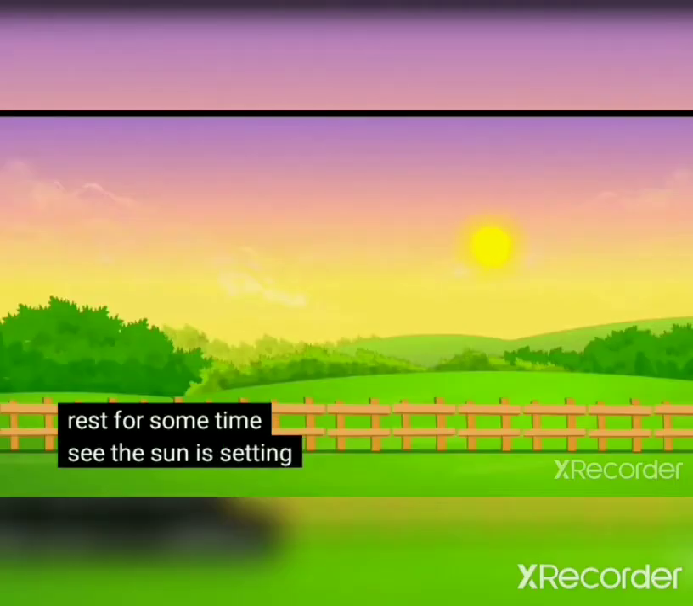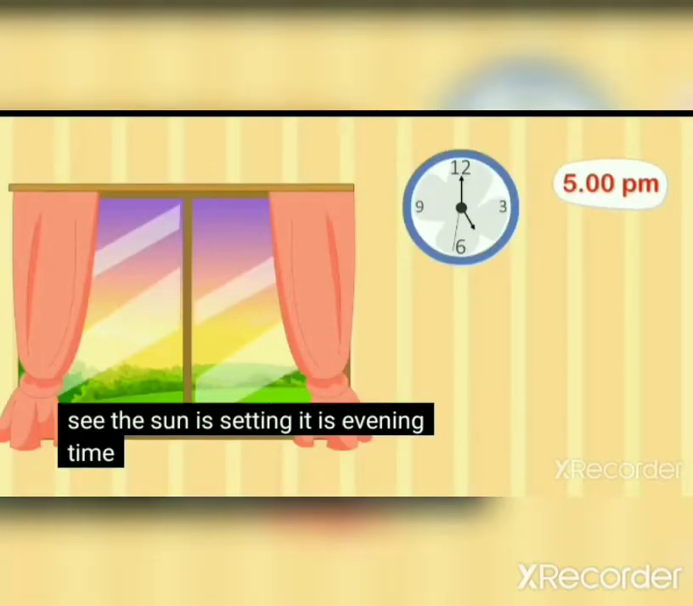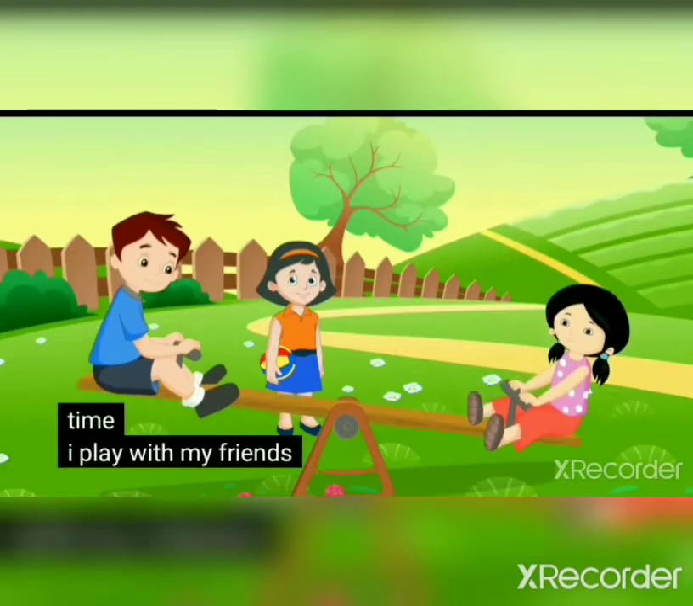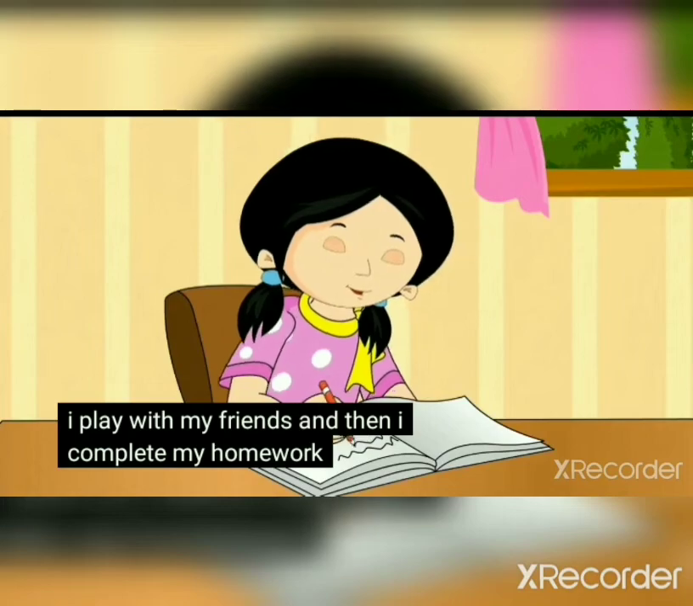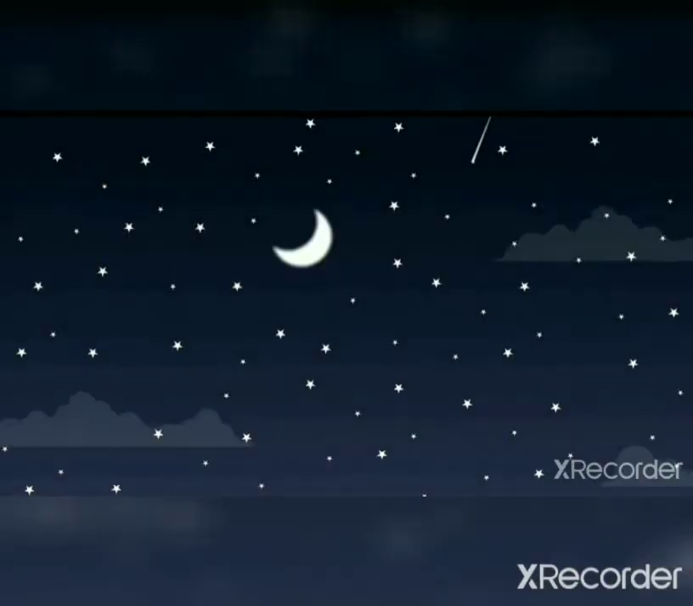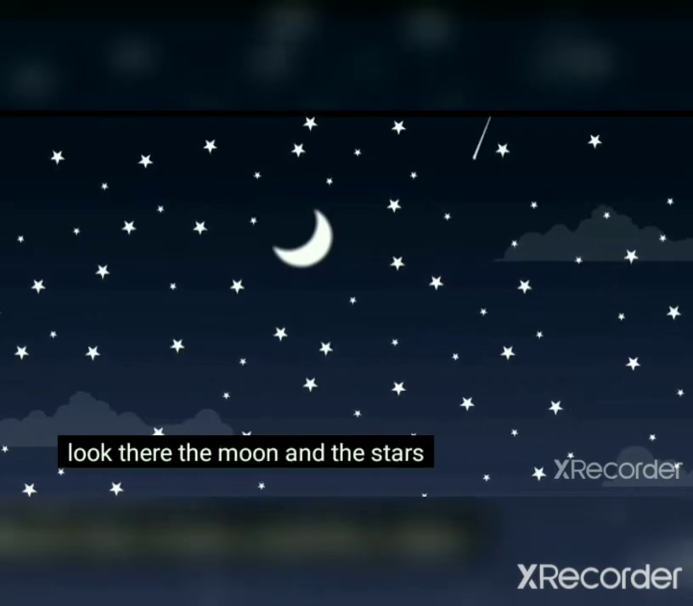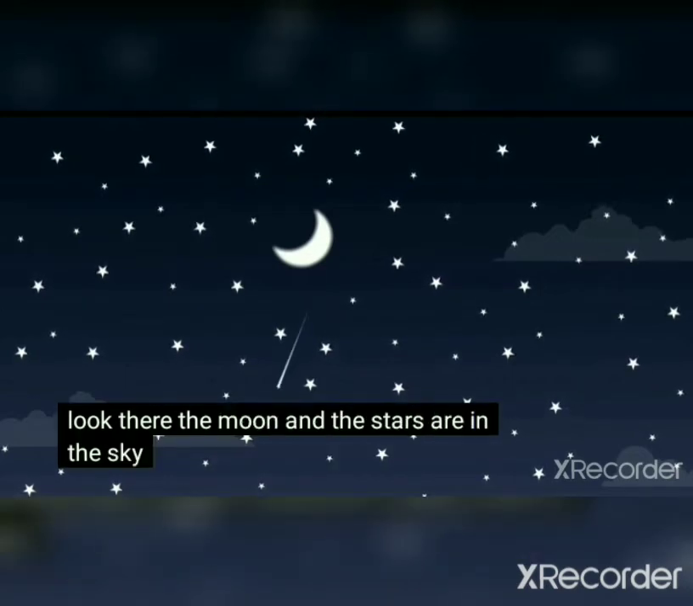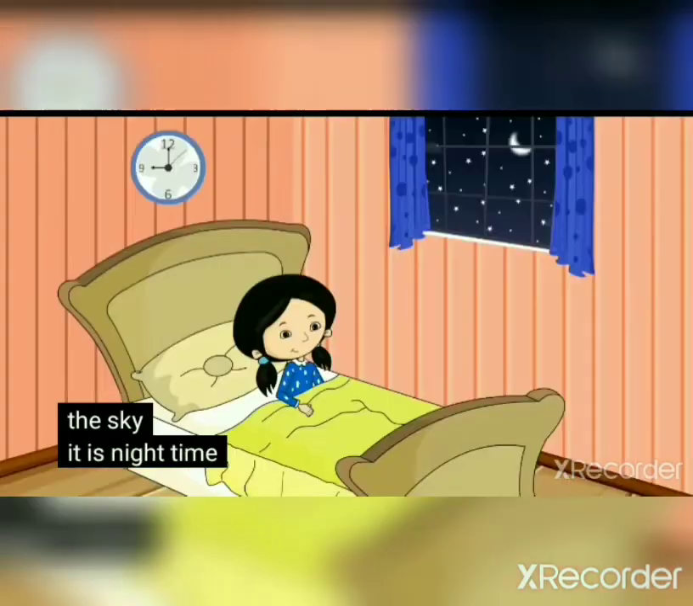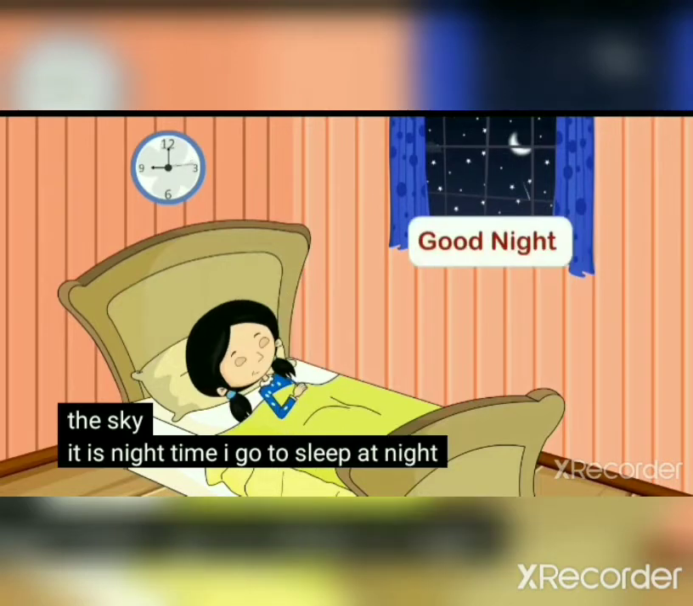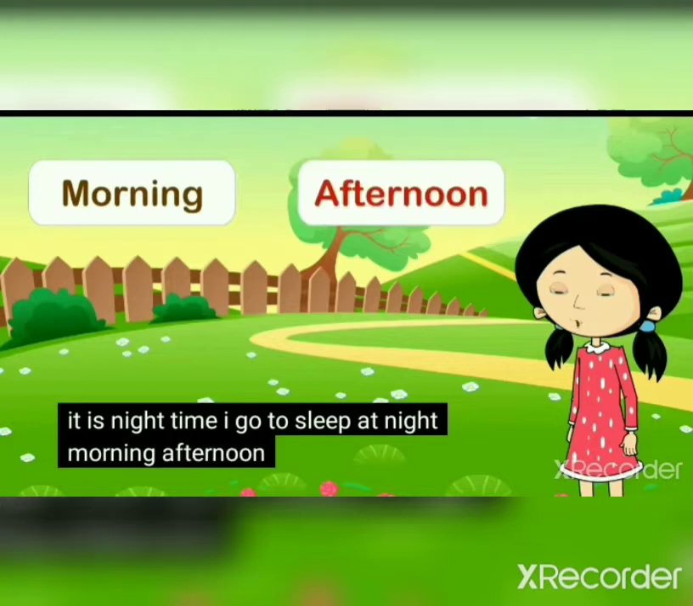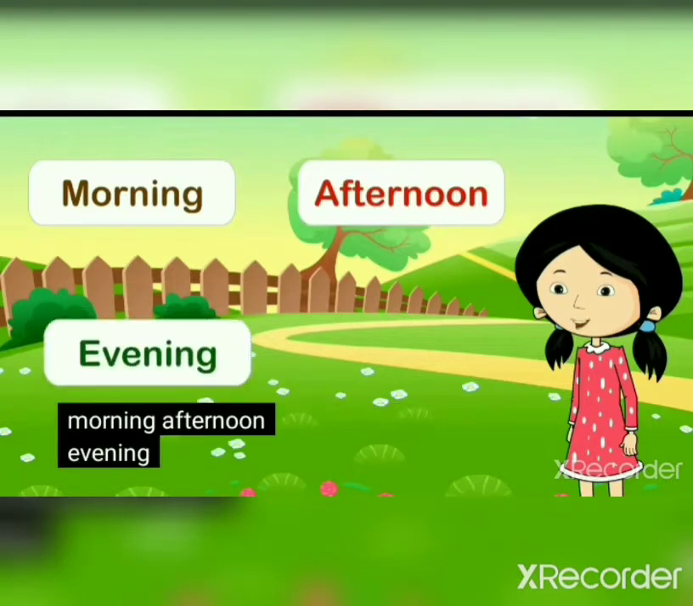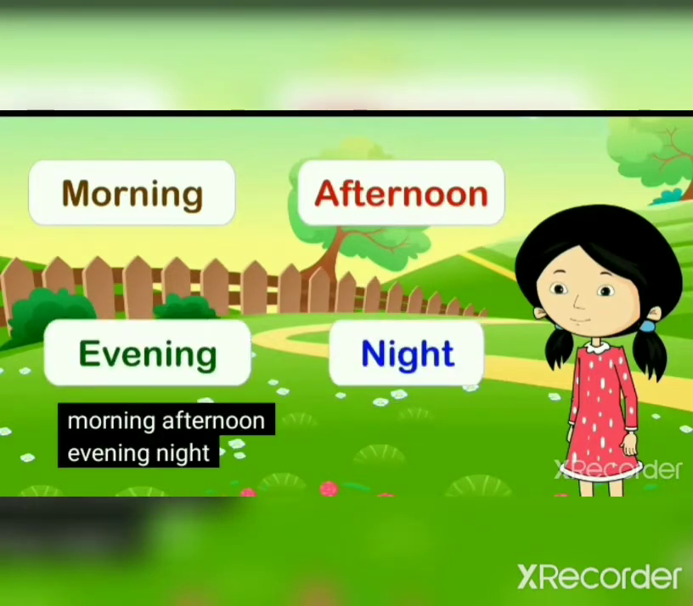See, the sun is setting. It is evening time. I play with my friends and then I complete my homework. Look there, the moon and the stars are in the sky. It is night time. I go to sleep at night. Morning, afternoon, evening, night.